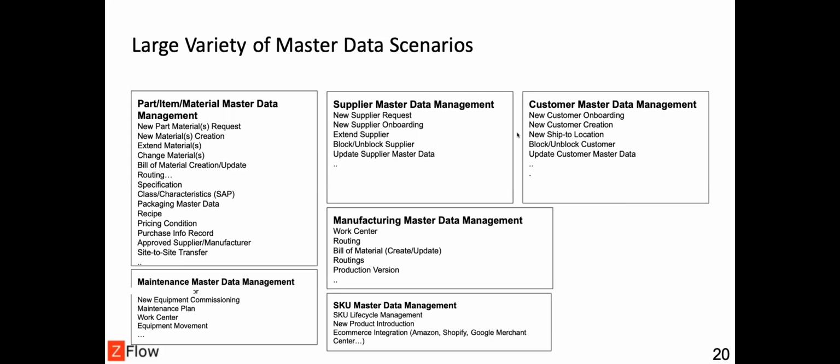If you really see master data, obviously we have seen different domains, from materials to suppliers to manufacturing and SKUs and equipment and customer, right?